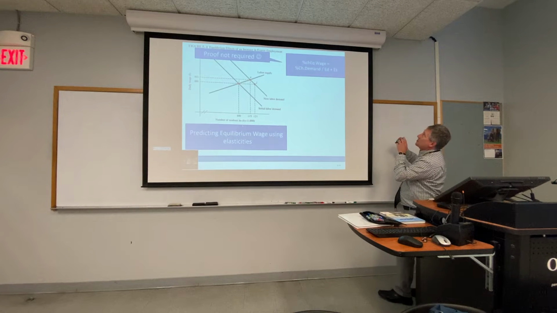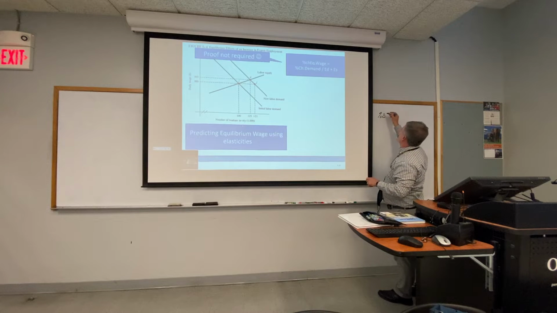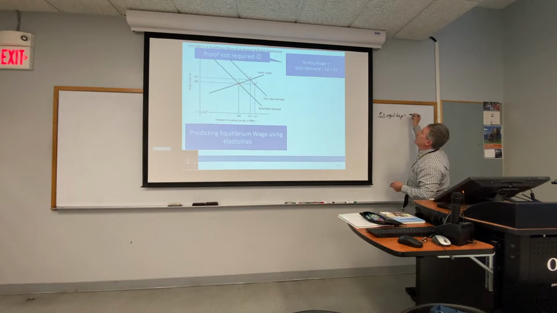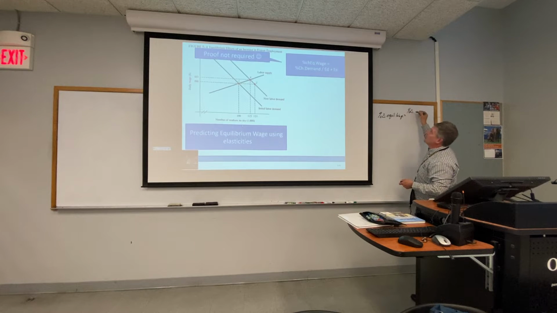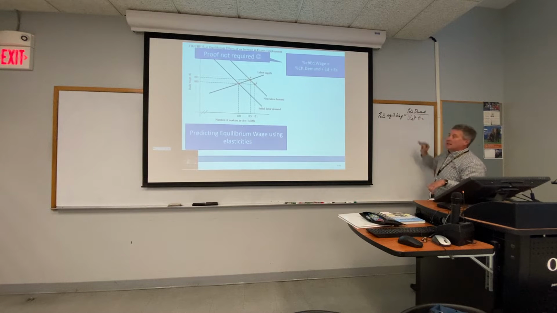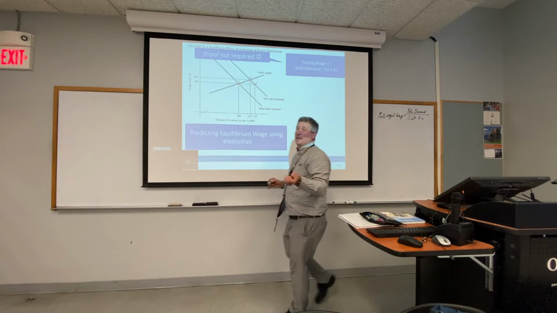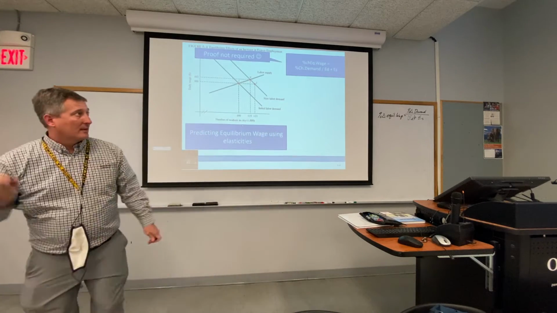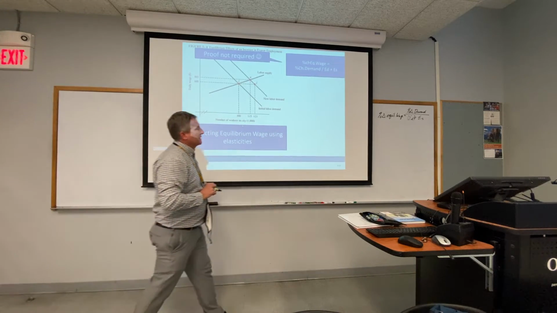So the percentage change in the equilibrium wage is equal to the percentage change in the demand with the multiplier over the elasticity of demand plus the elasticity of supply. And what's not shown there, your author doesn't do this, but we're actually taking the absolute value of the elasticity of demand. Remember that it's always negative, and so we're adding it. We're adding those two things together.